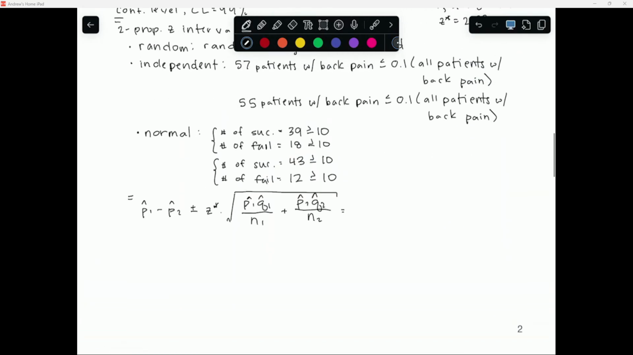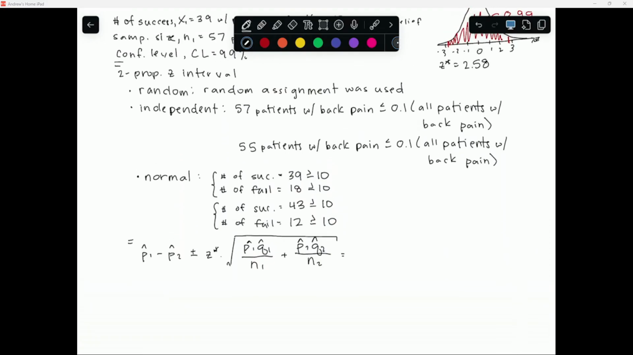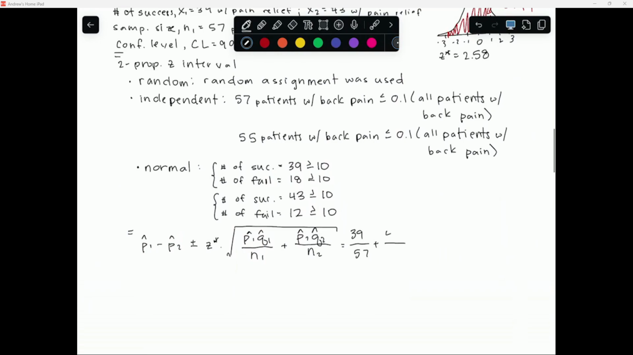So we can come back down in here, start plugging in our values. So I don't have p hat 1 and p hat 2, but I have the information for it. So p hat 1 is x over n, 39 out of 57. P hat 2 is 43 out of 55. Not plus, minus, Mr. J. And then plus or minus square root. And here's where knowing what those are would be helpful. Let's plug that in a calculator.